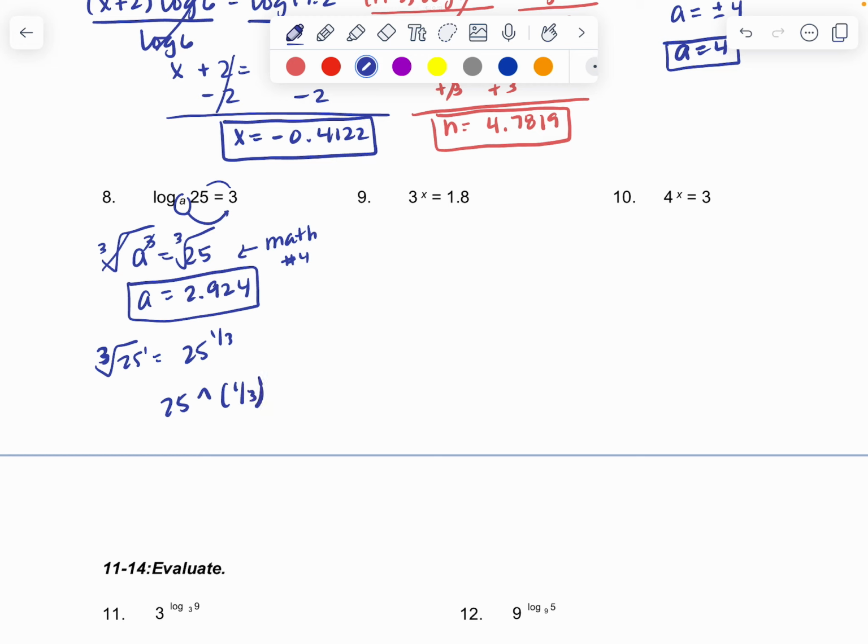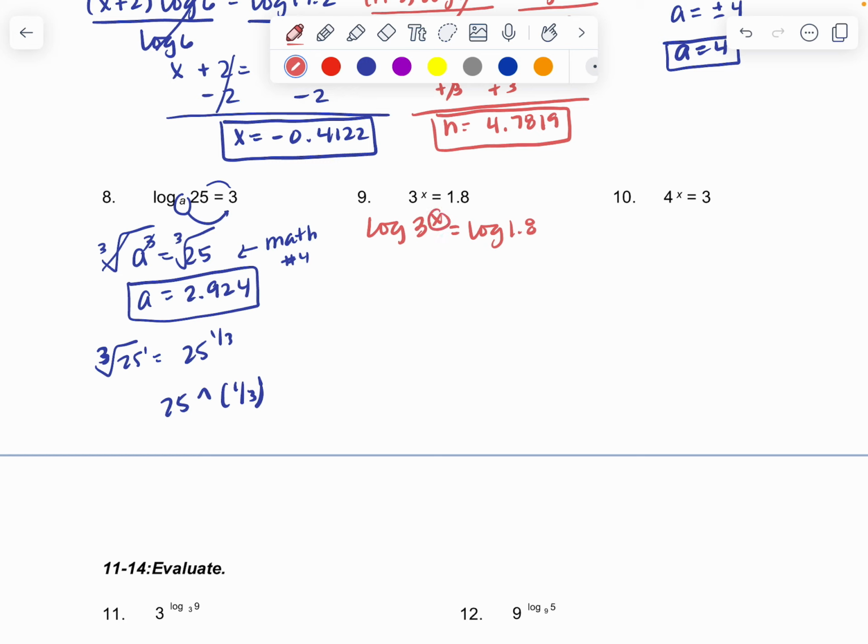All right, number 9. Let me change color so it doesn't blend. Again on this one, I don't have any logarithms. I don't know what 3 to the power of x equals 1.8 is, so I'm going to take the log of both sides. So log of 3 to the x equals the log of 1.8.